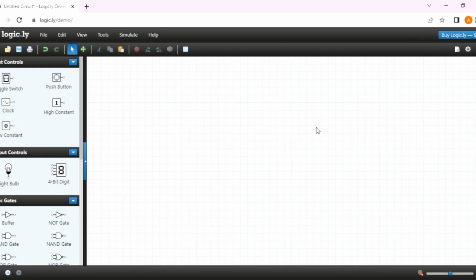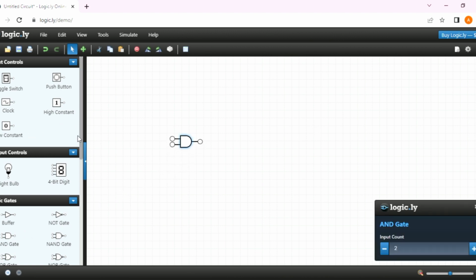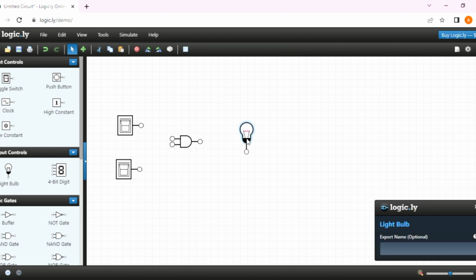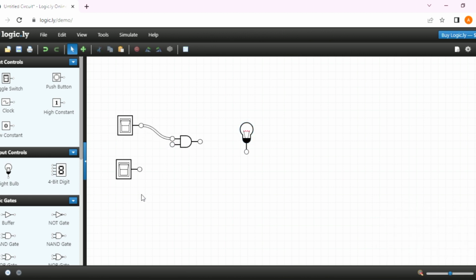First, we are going to see the AND gate. Dragging the AND gate and placing it over here. There are two inputs in the AND gate and one output. When the bulb glows, the output is 1. When the bulb does not glow, the output is 0. The expression of the AND gate is A dot B.